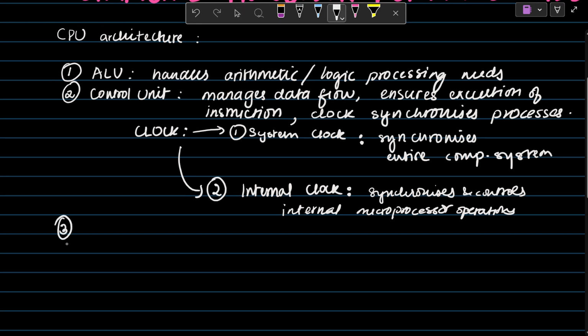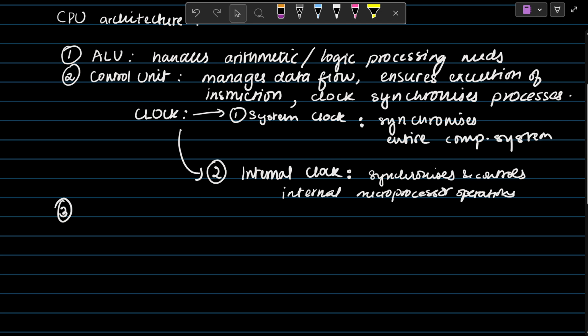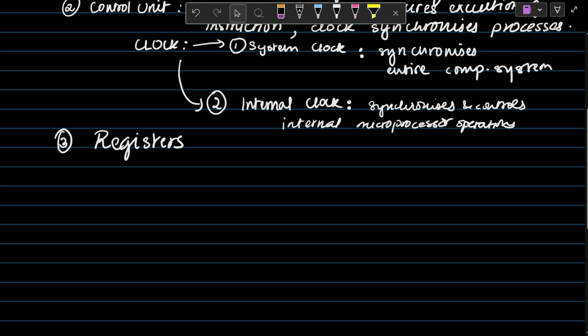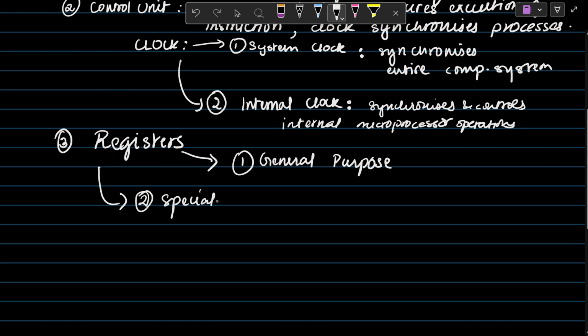Now coming to our third part of CPU architecture, and this is probably the most important part of this chapter. It is about registers. Okay, so registers act as storage components that allow very short access time, and there are two types of registers. There is general purpose registers, or there is special purpose registers.